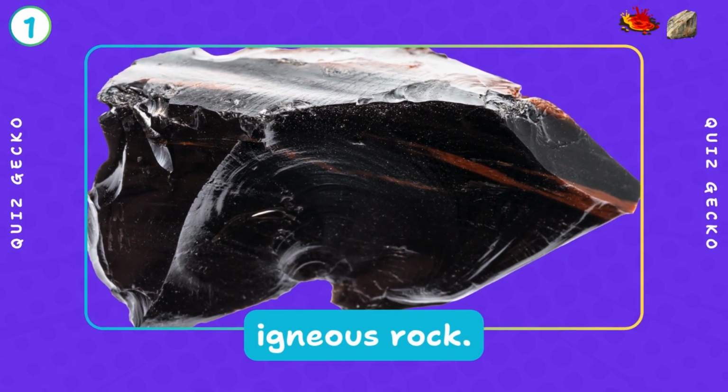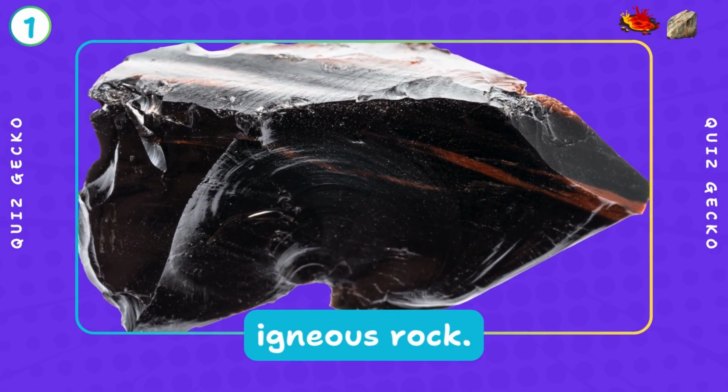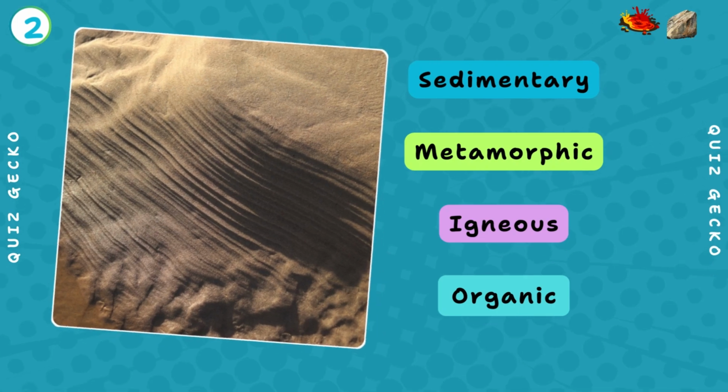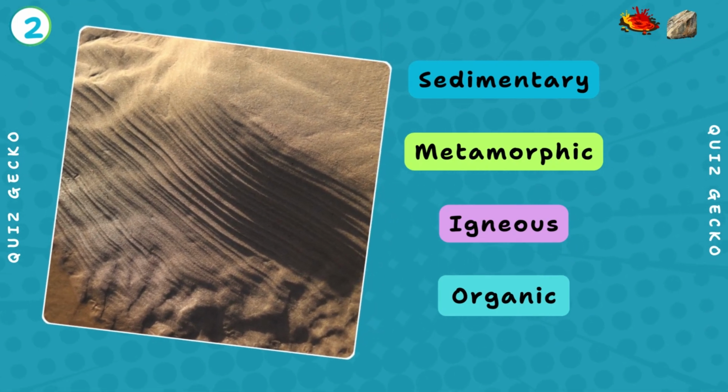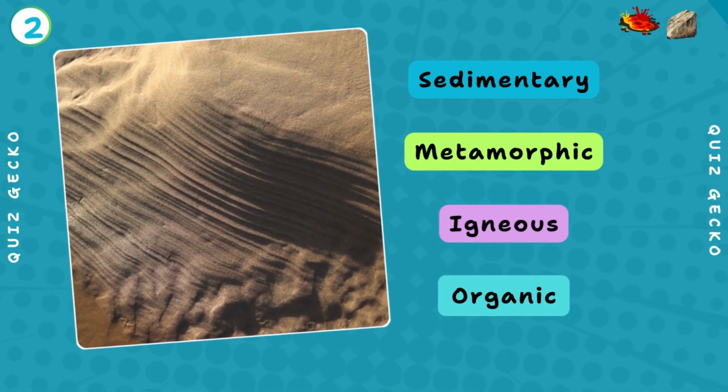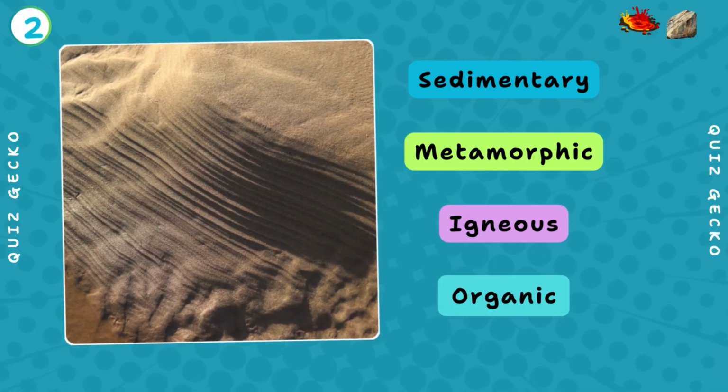Great! It is igneous rock. What type of rock is formed by the accumulation and compression of sediments? Sedimentary, metamorphic, igneous, organic.